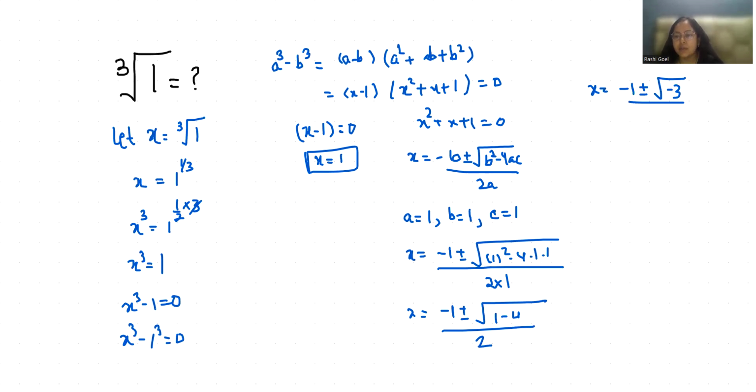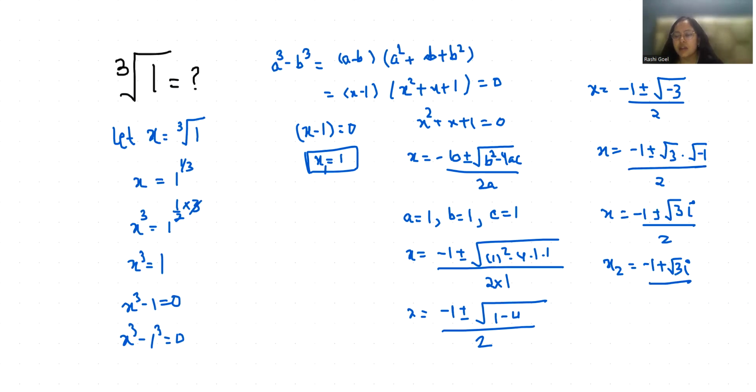So minus 1 plus minus under root 3 times under root minus 1 by 2. So x is equals to minus 1 plus minus under root 3, and this under root minus 1 is iota, by 2. So x2 is, this is x1, minus 1 plus root 3 iota by 2, and x3 is minus 1 minus root 3 iota by 2.